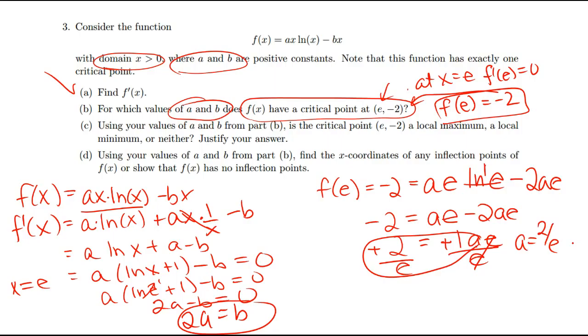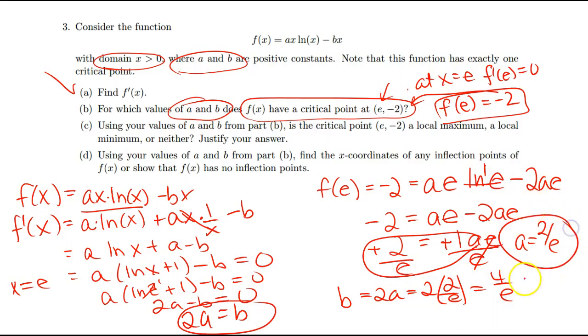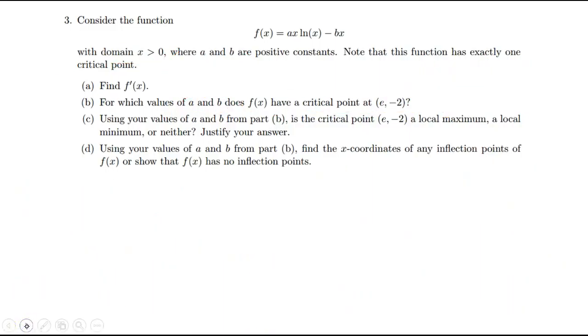All right, and if I go back to b, b equals 2 times a, which is 2 times 2 over e equals 4 over e. So here's a, and here's b. I have a few more to do, so I put this on the next page too. It says, using your values for a and b, okay, we said a was 2 over e and b was 4 over e. Is the critical point a local maximum, a minimum, or neither?